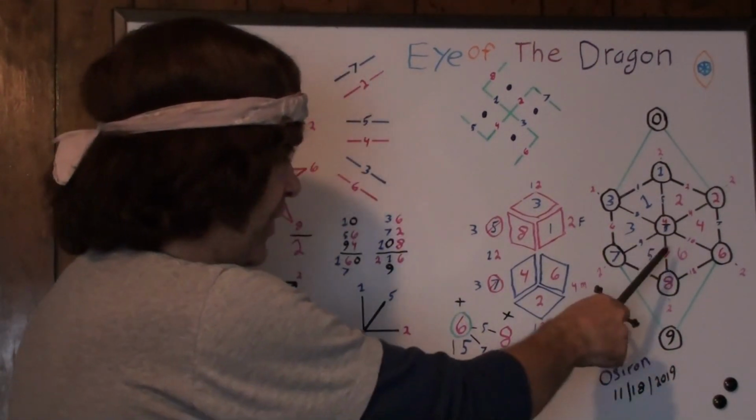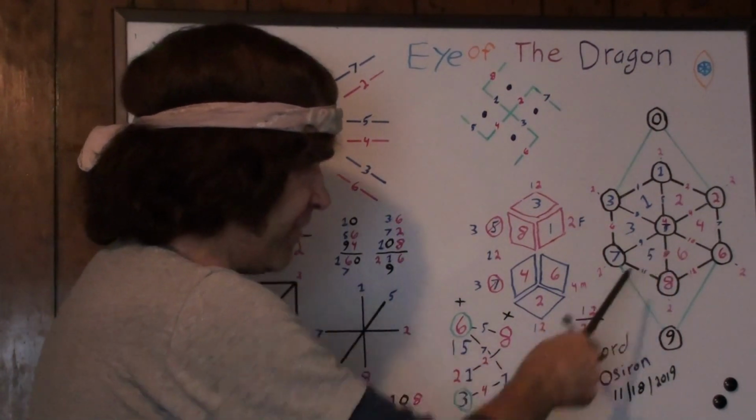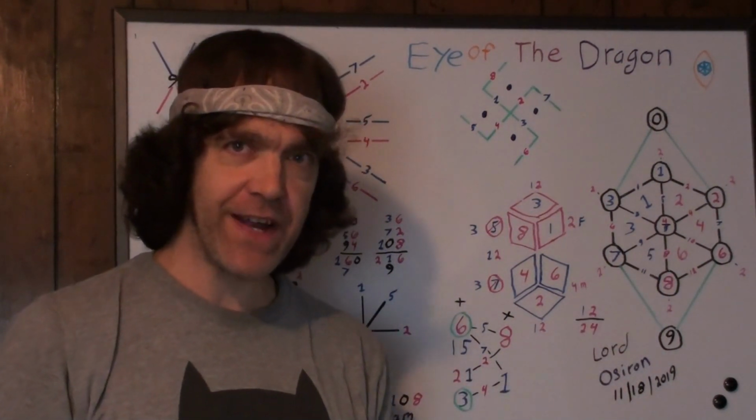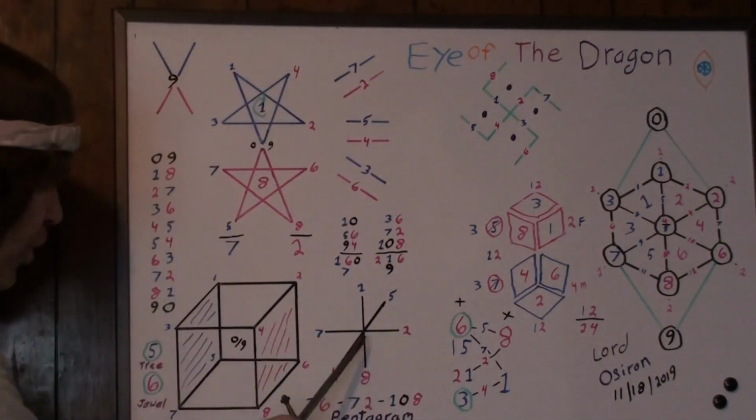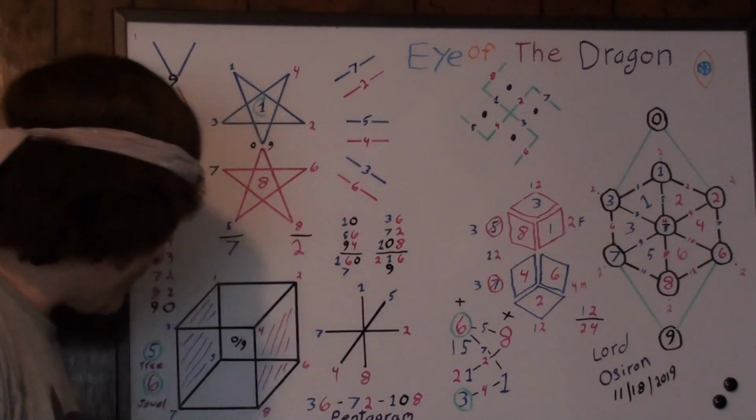So what this is, the eye of the dragon in this configuration, is the numerically perfected supercube. That's what it is. So, but now there's even more to this too.